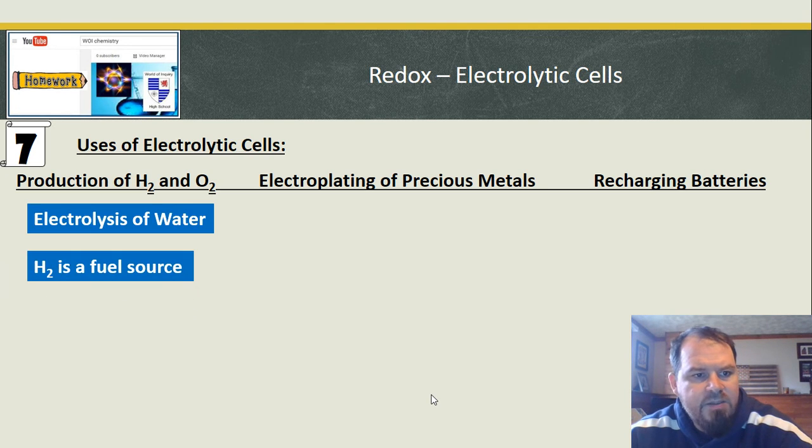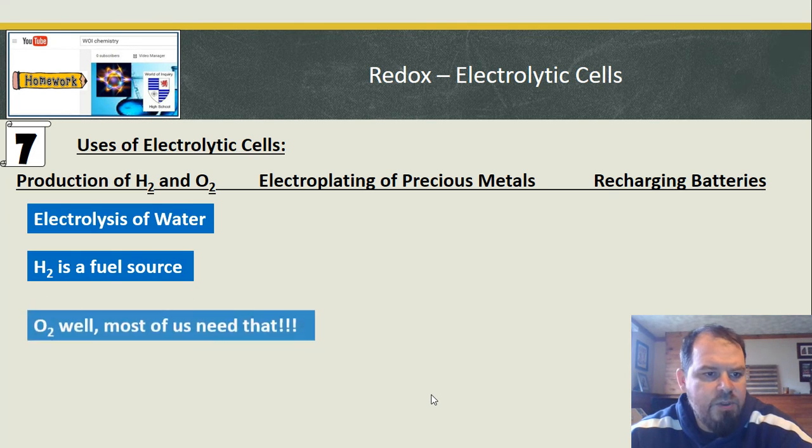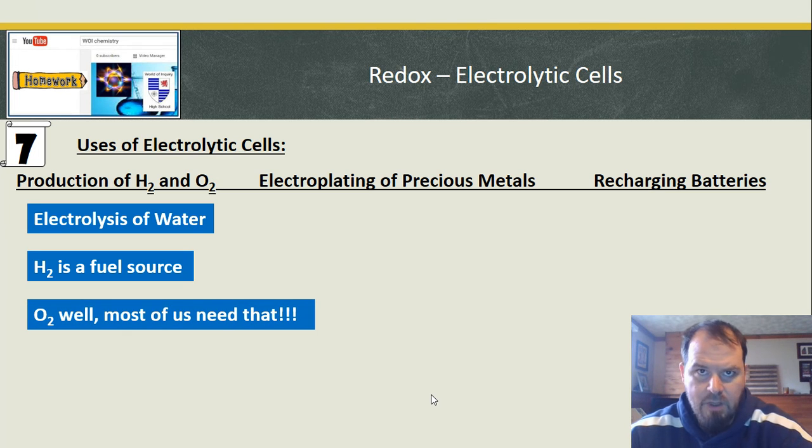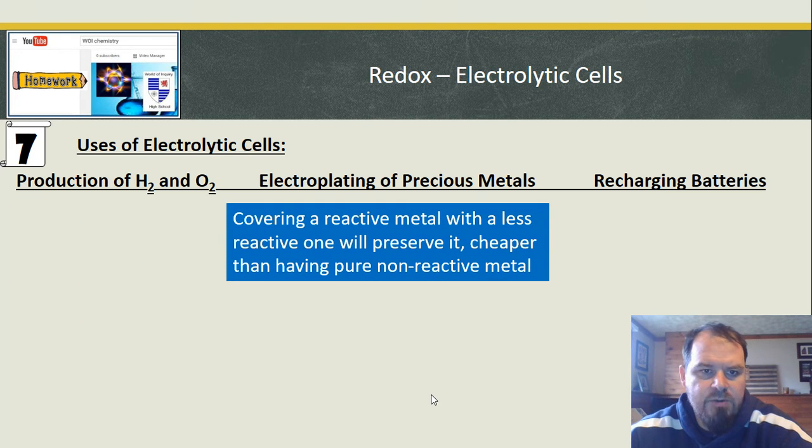Electrolysis of water makes some good things. H2 is a great fuel source. O2, well, we all need that, right? And it can also be used for fuel. Covering a reactive metal is electroplating, which we talked about real quick. We can copper plate stuff. We can gold plate stuff. You just have to get the chemistry right within the solution and have the metal in ion form present in that solution, and you can make it go onto the other metal and coat one kind of metal with another kind of metal.